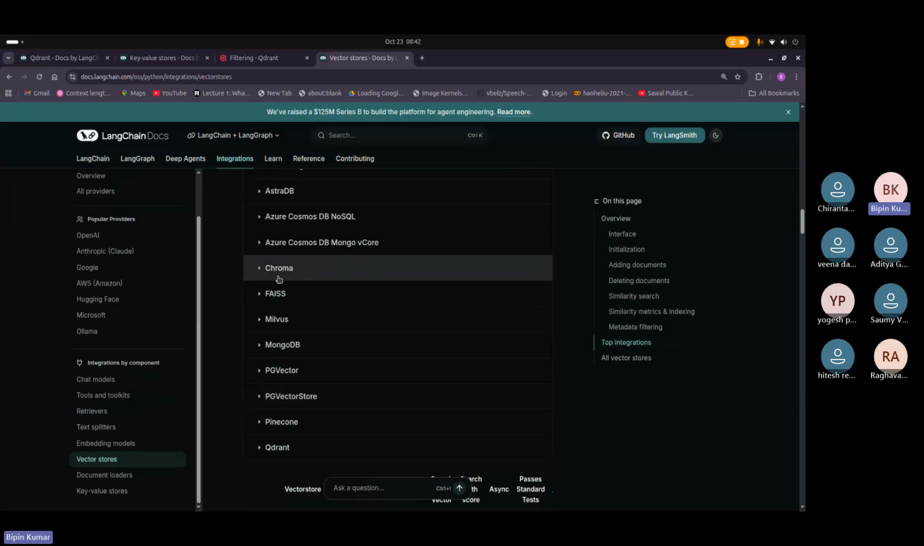Chroma is mainly used for experimental purposes, just for local use. We do not use Chroma in production. If in a company interview they ask which vector DB you have used, don't tell Chroma. Tell either Qdrant or Milvus, that you can tell.